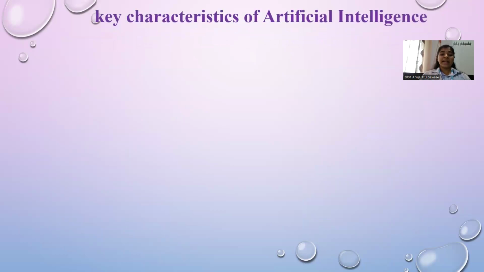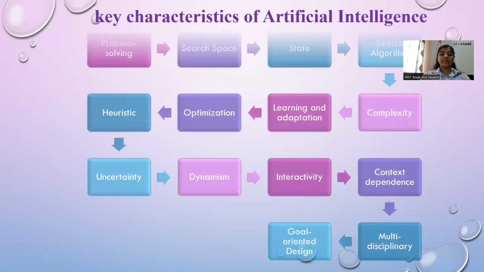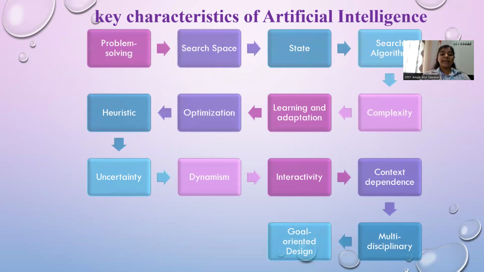The next slide is key characteristics of artificial intelligence. The main key characteristics of AI are problem solving, search space, state, search algorithm, complexity, learning and adaptation, optimization, heuristics, uncertainty, dynamism, interactivity, context dependence, multidisciplinary, and goal-oriented design.